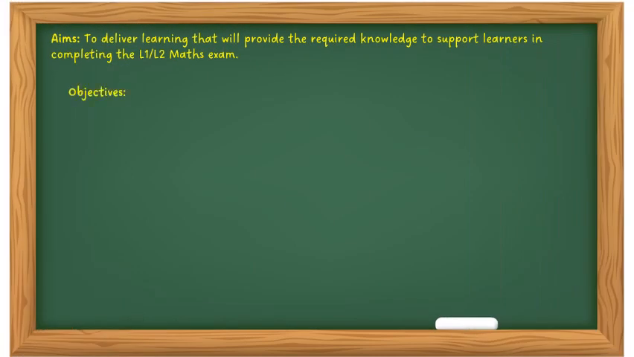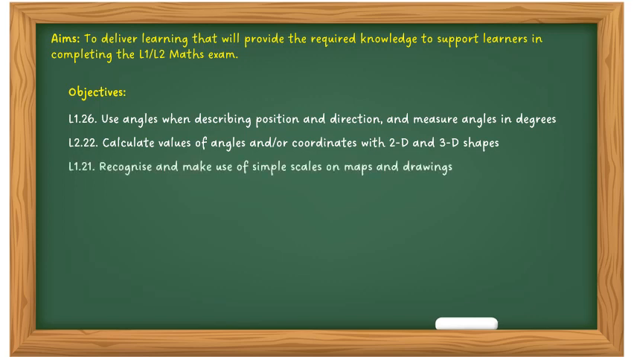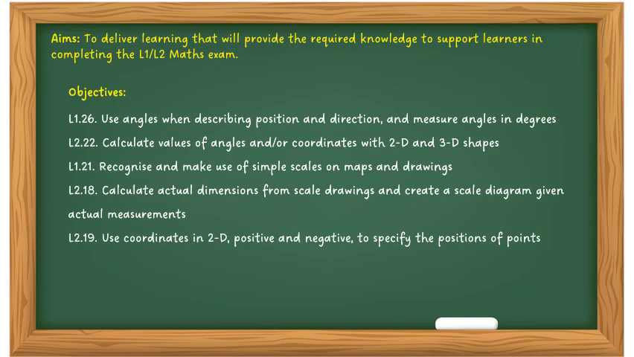Now the objective of today's session is to use angles when describing position and direction and measure angles in degrees, calculate values of angles and/or coordinates with 2D and 3D shapes, recognize and make use of simple scales on maps and drawings, calculate actual dimensions from scale drawings and create scale diagrams giving actual measurements. Use coordinates in 2D, positive and negatives, to specify positions of points and any other areas that may come up.